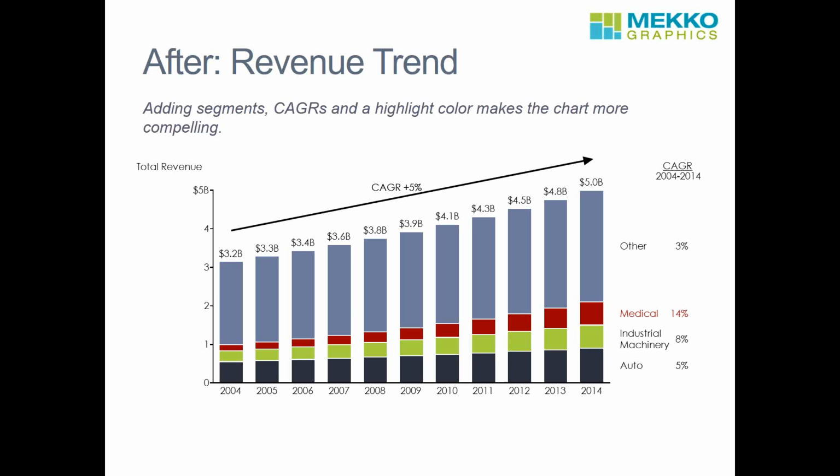So first chart, you can see the impact of just adding a couple Mekko Graphics features, the CAGR column and the growth line, and also doing a little more work to dive in and split out your overall revenue into revenue categories.